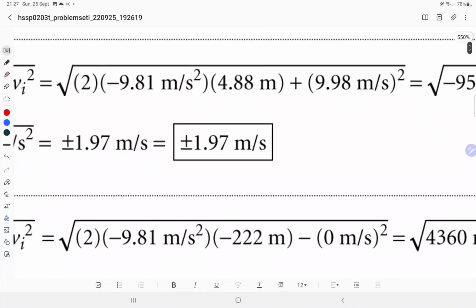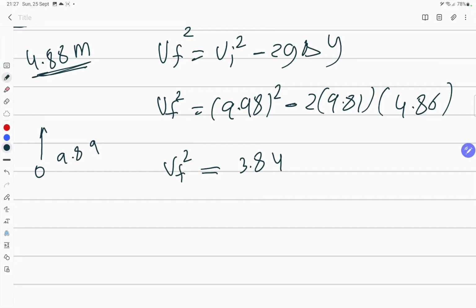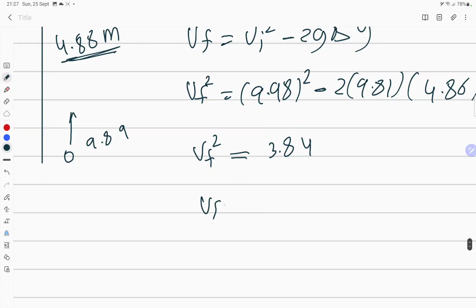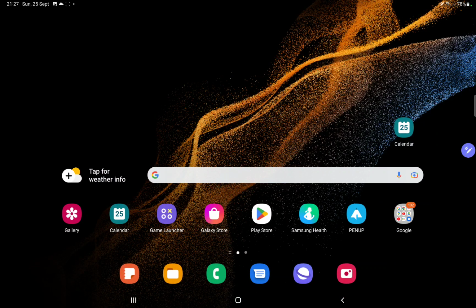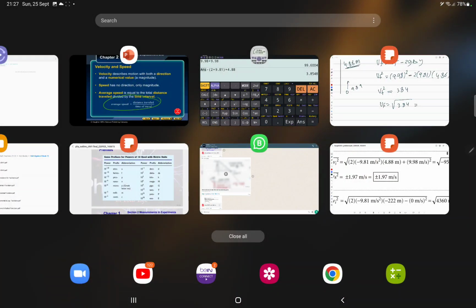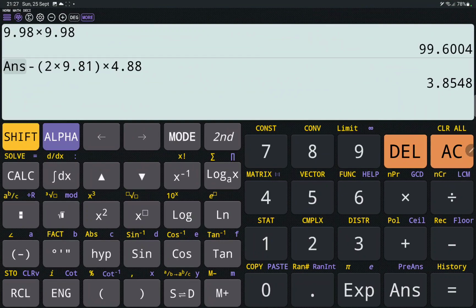Yeah, okay, check this now. If I'm going to do v final is equal to the square root of 3.84, how much is it? Oh, I'm sorry, square root of the answer. This calculator is new to me. Square root of the answer. There is no straightforward square root. Come on.